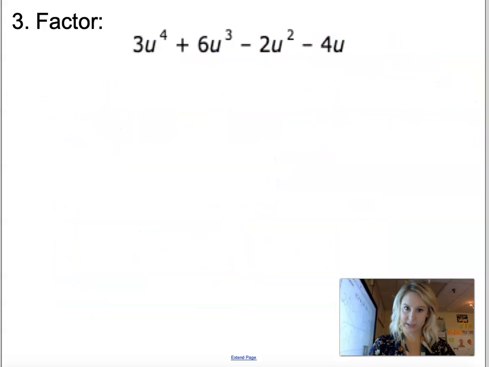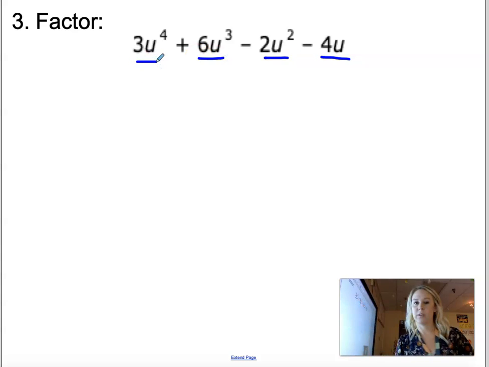All right, let's look at some more problems. So I've got 3u to the 4th, 6u cubed, minus 2u squared, minus 4u. Now, you probably want to go ahead and start factor by grouping, because that's what we've done in the past two problems. However, I see that every single one of those has a u term. So I actually need to take out a GCF first.